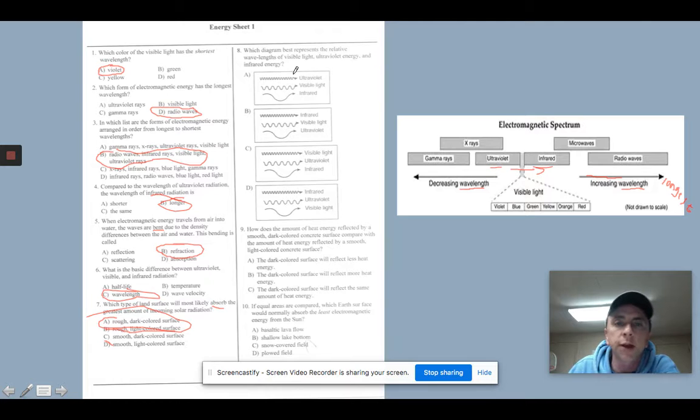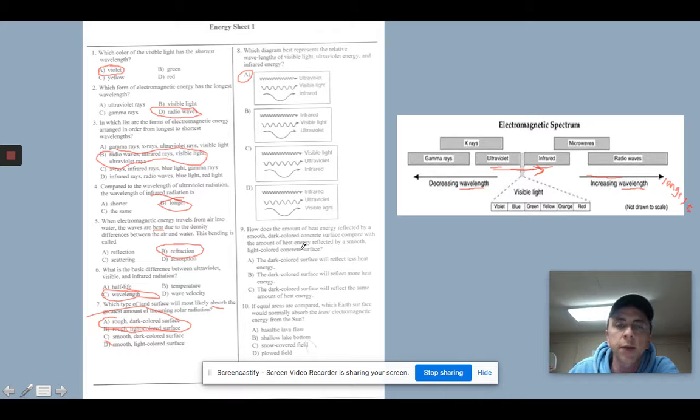Number 8, which diagram represents the relative wavelengths of visible light, UV, and infrared. And I told you that would become very important soon when we're working with weather and radiation received from the sun. So basically what we're looking at is this chart again, UV, visible, infrared, and as I travel in that direction, you notice the wavelengths are increasing. So you're going to want the choice for number 8, where UV is the shortest wavelength, visible is next, and then infrared will be the longest. That would be choice A, according to the pictures.